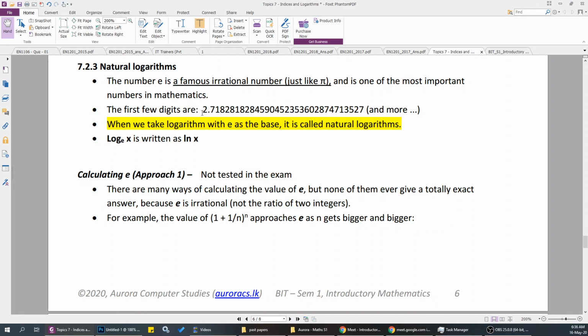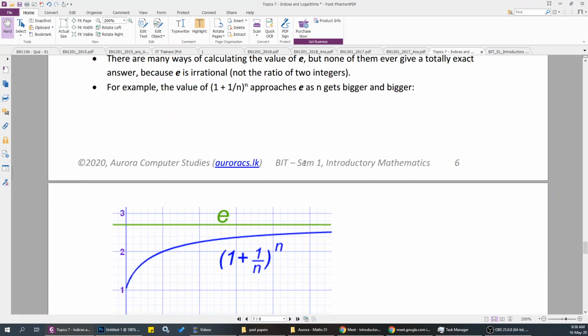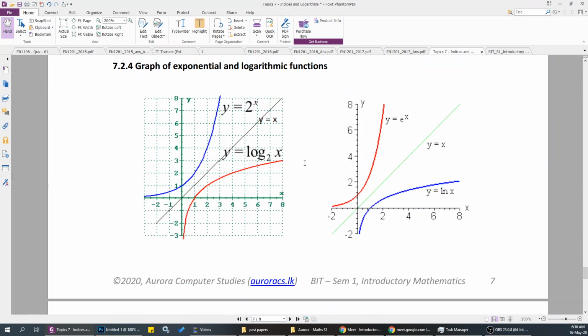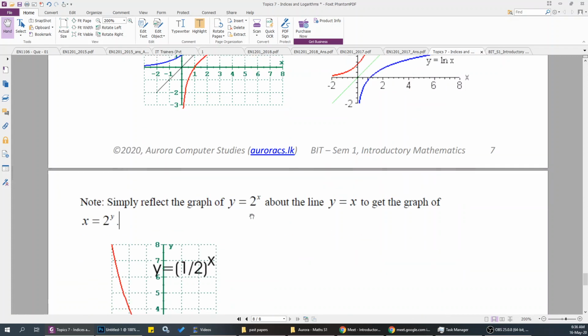Now in our previous examples you saw that we took different bases. We took base 10 to different numbers. Whenever we take e as the base, we call it a natural logarithm, and you also need to keep in mind that the rough value of e is 2.71. There's no exact value because it is an irrational number, just like pi. Then I taught you about the graphs and how we can draw this graph.